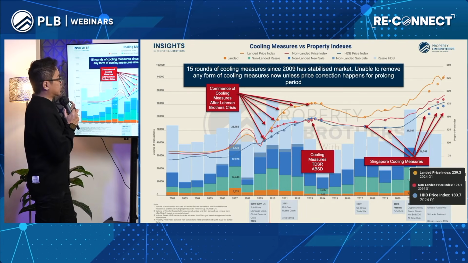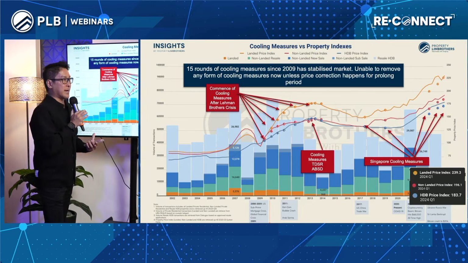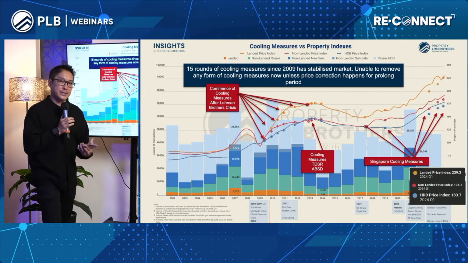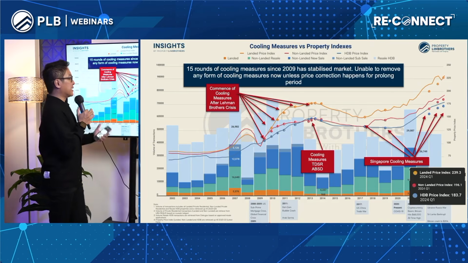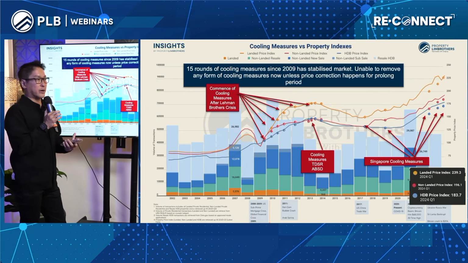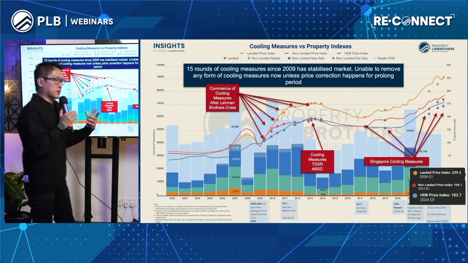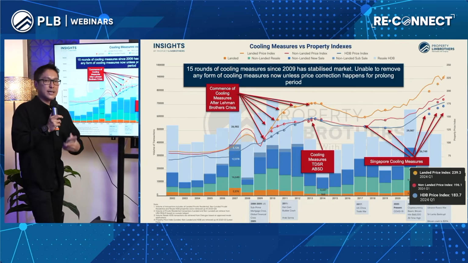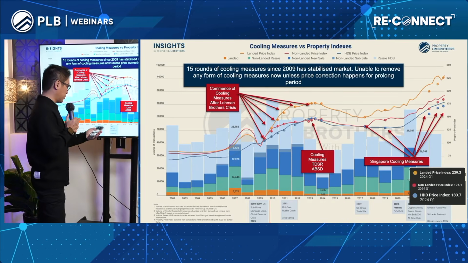So this is a chart that shows you the cooling measures versus the property index. If you look at it, the price of the Singapore property market and the price index continue to grow because of the local demand. Post-COVID, there has been a lot of growth in all the different sectors: landed property, new launch, and also resale condo. So this is something that we also have to look at.